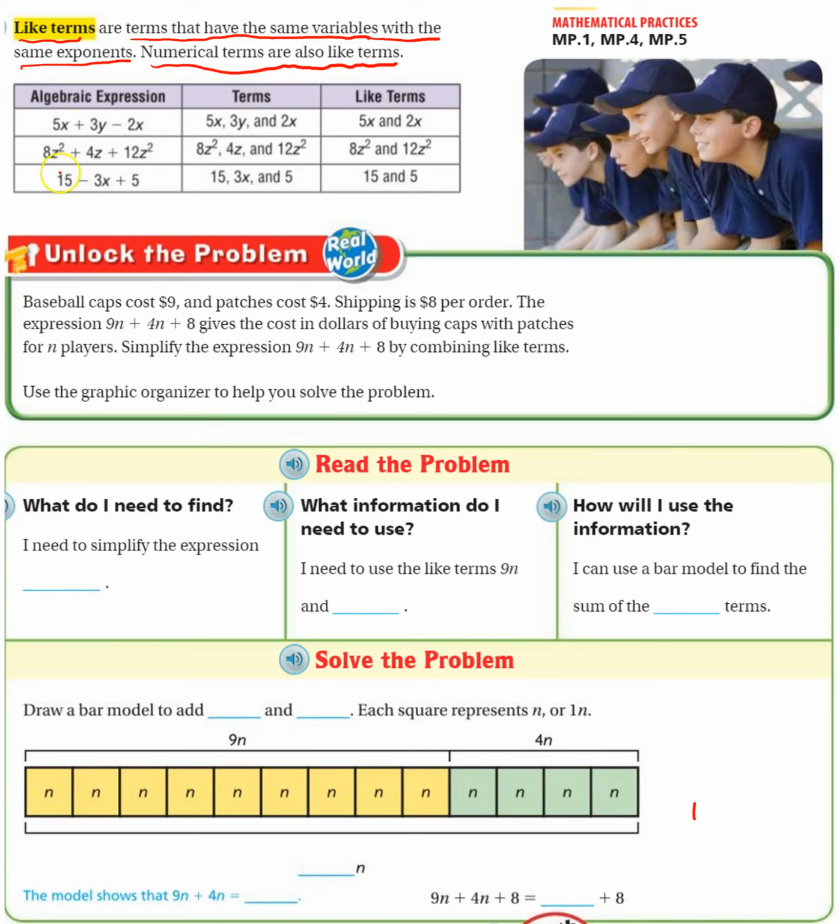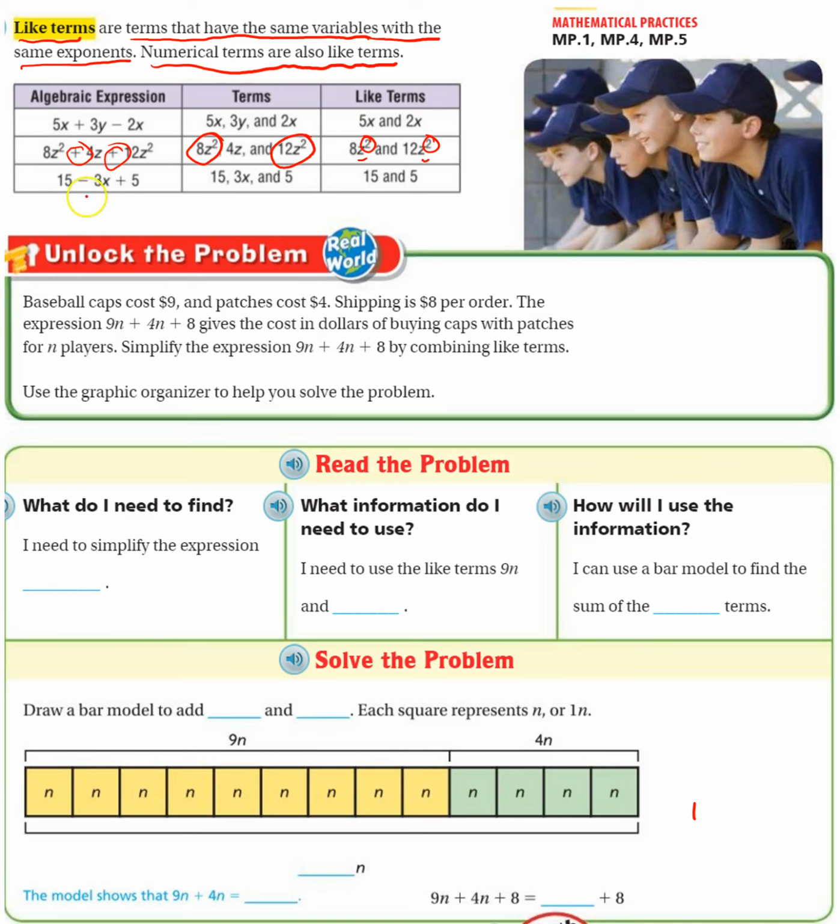Okay, look at the next example: 8z squared plus 4z plus 12z squared. Again, terms are separated by plus or minus signs, so here are the terms. 4z has z as its variable, but it has a different exponent, so it is not considered a like term with 8z squared and 12z squared. These are the only like terms because they have the same variable and the same exponent.